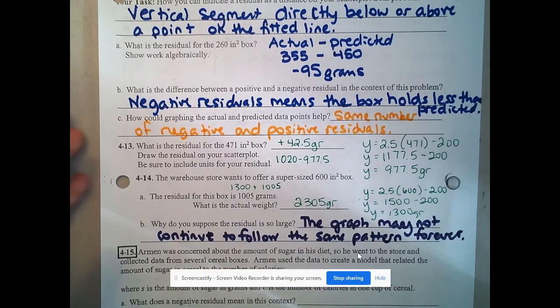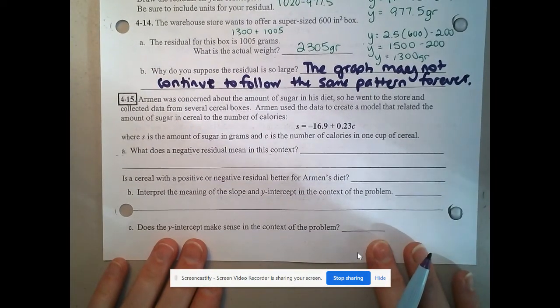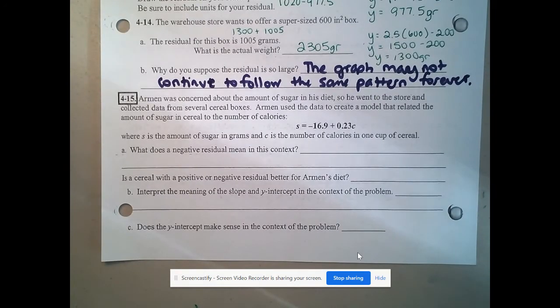It may be valid in a small segment, but not continue to be true for very, very small or very, very large numbers. Armin was concerned about the amount of sugar in his diet, so he went to the store and collected data from several cereal boxes. Armin used the data to create a model that related the amount of sugar in cereal to the number of calories. All right, so we've got an equation, S equals negative 16.9 plus 0.23 C, where S is the amount of sugar in grams and C is the number of calories, okay?